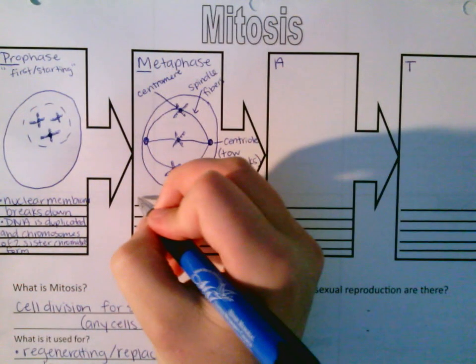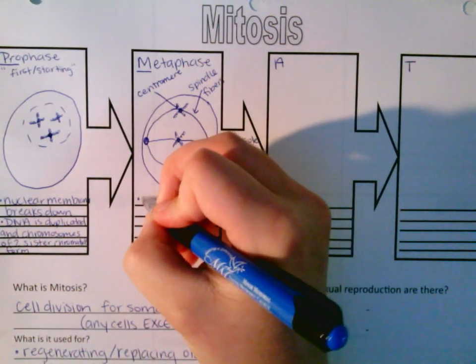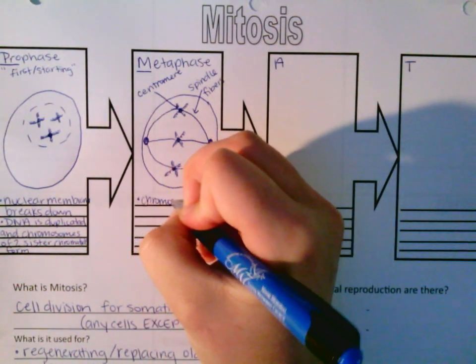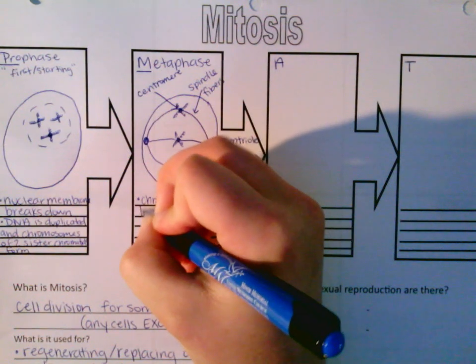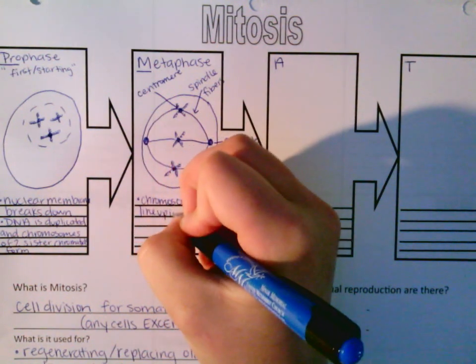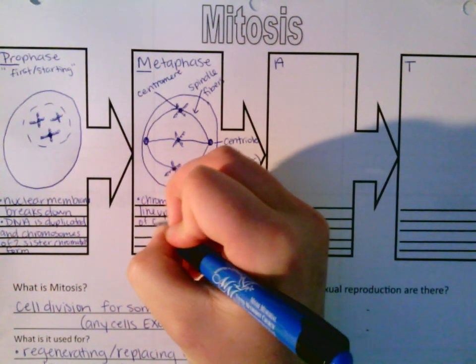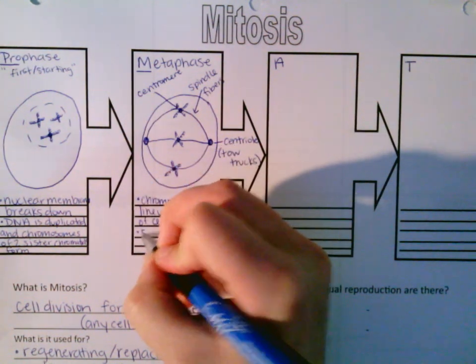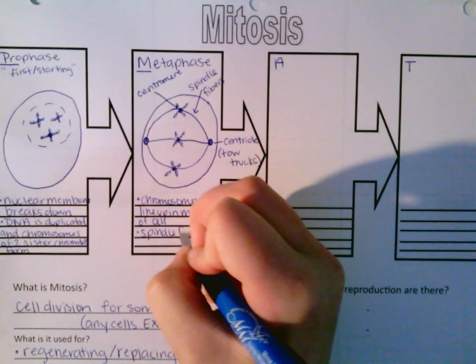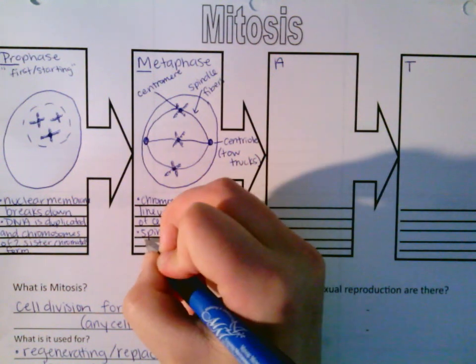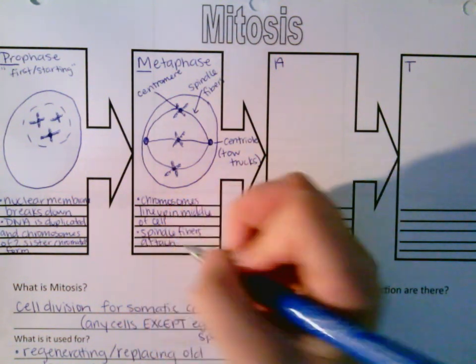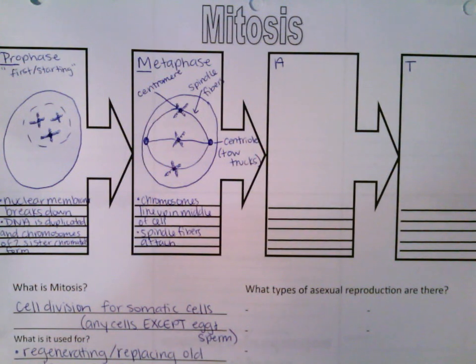Okay, so once again, our chromosomes line up in the middle of the cell, and our spindle fibers attach. Okay.